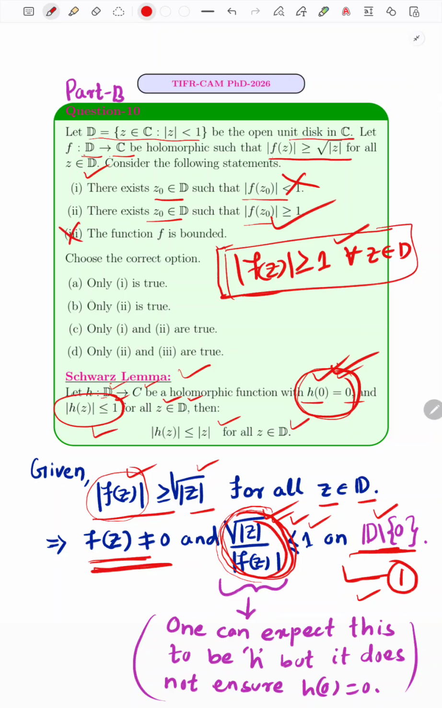So let us check the options. Only 1 is true, it is false. Only 2 is true, yes, it is true. Only 1 and 2 are true, this is false. Only 2 and 3, this is also false. So only option B is true.